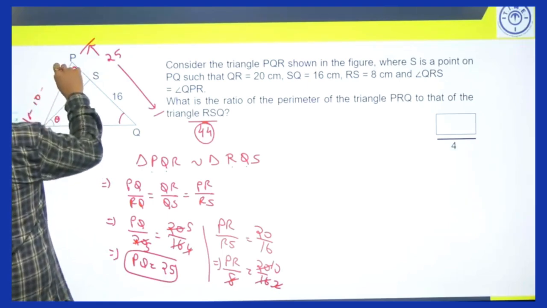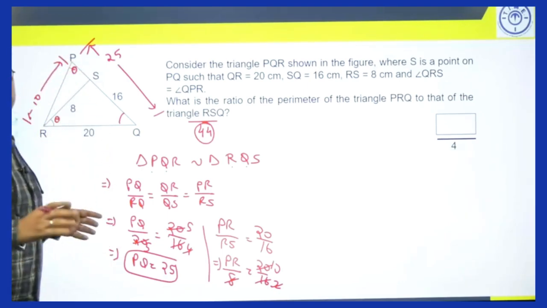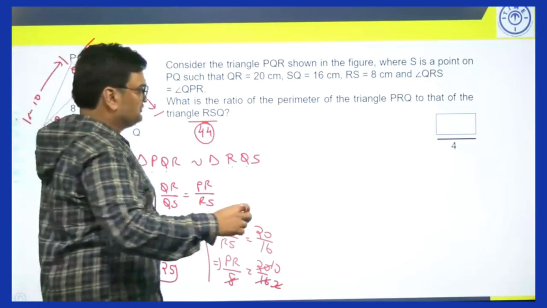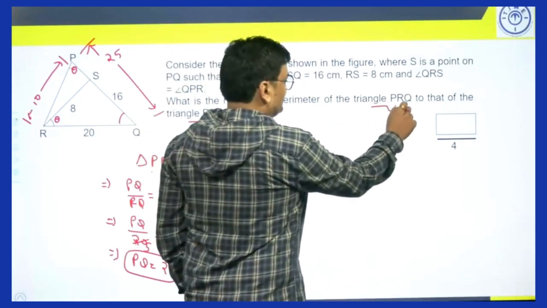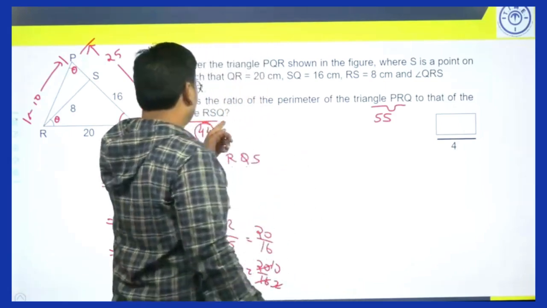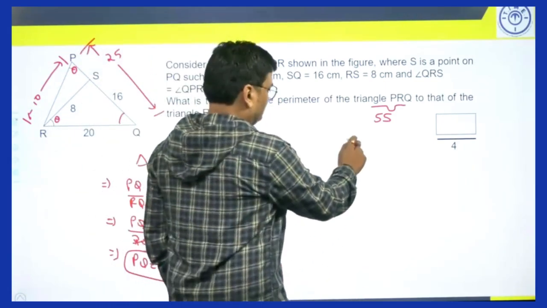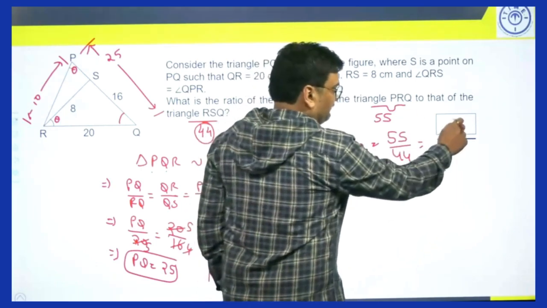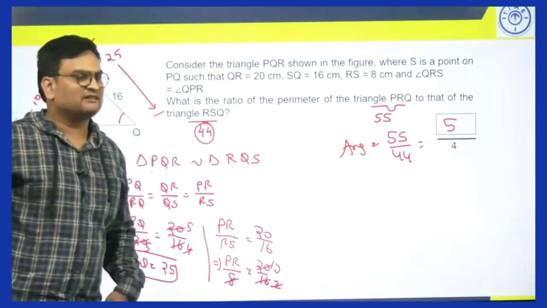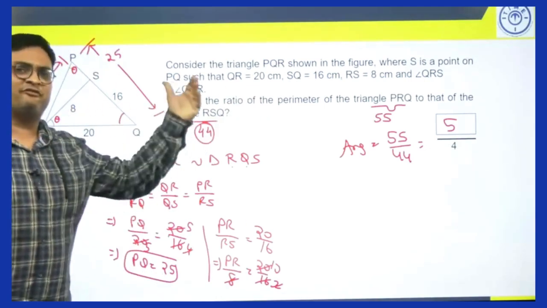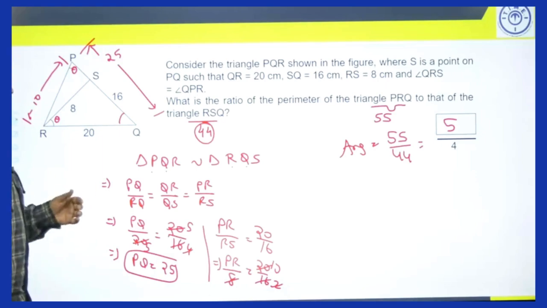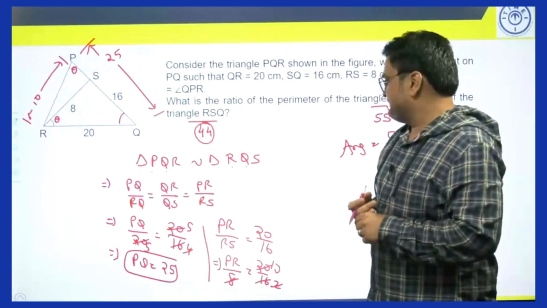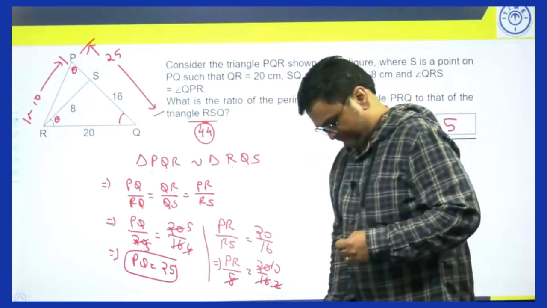So this is 10. Now once you get this, what is the perimeter of the larger triangle? It's 10 and 25, 35, 35 and 20, 55. So the perimeter of triangle PRQ is 55 and that of RSQ was 44. The required ratio is 55 by 44, which is nothing but, when you cancel out 11, 5 by 4. So in that missing box, what should come? 5 should come there. Right? I hope we are clear with the concept of similarity and the associated problem. Right? So please copy this.